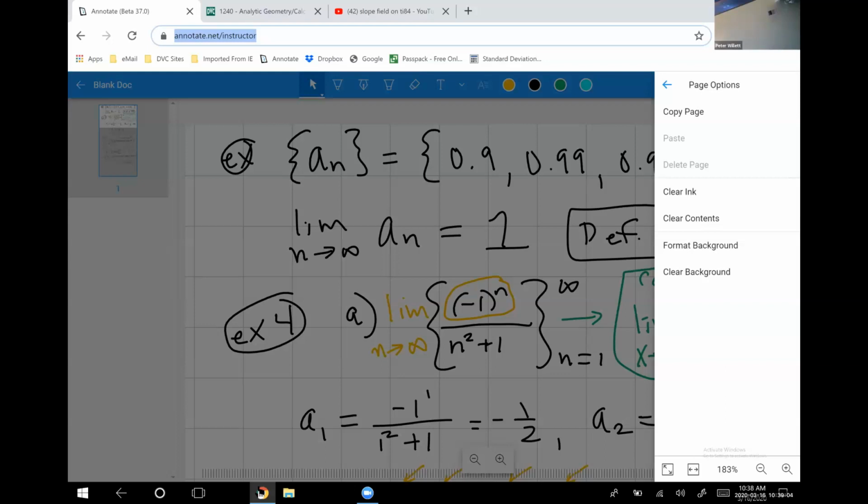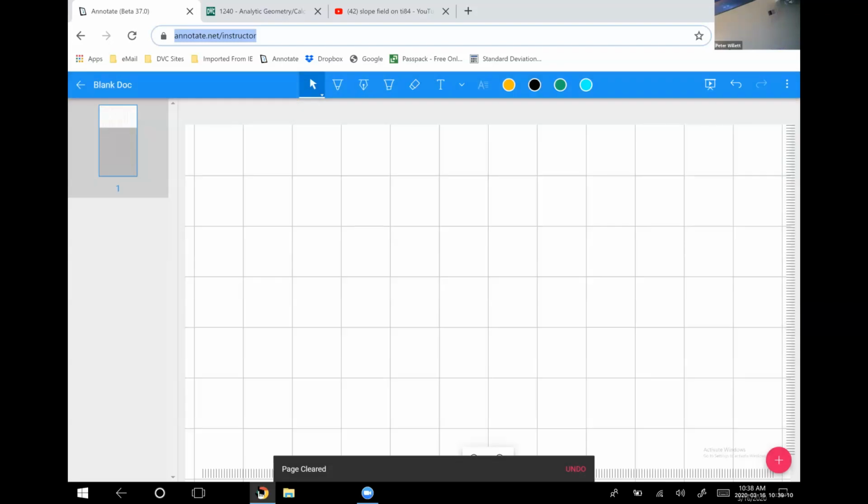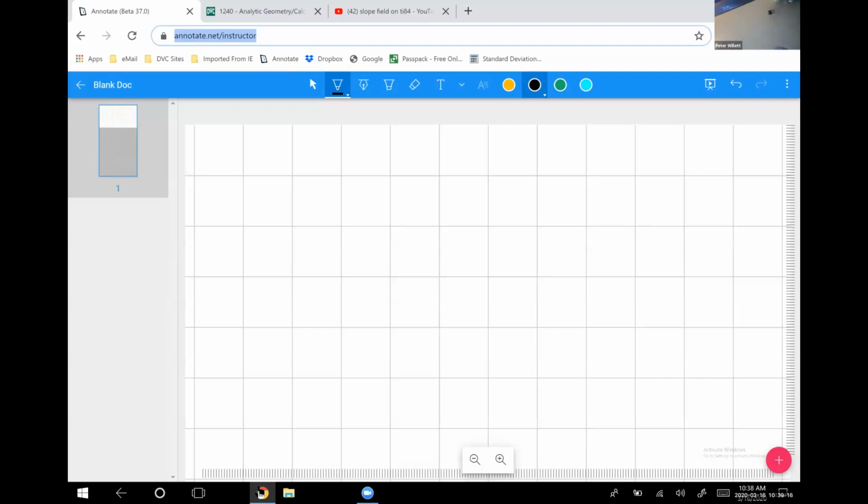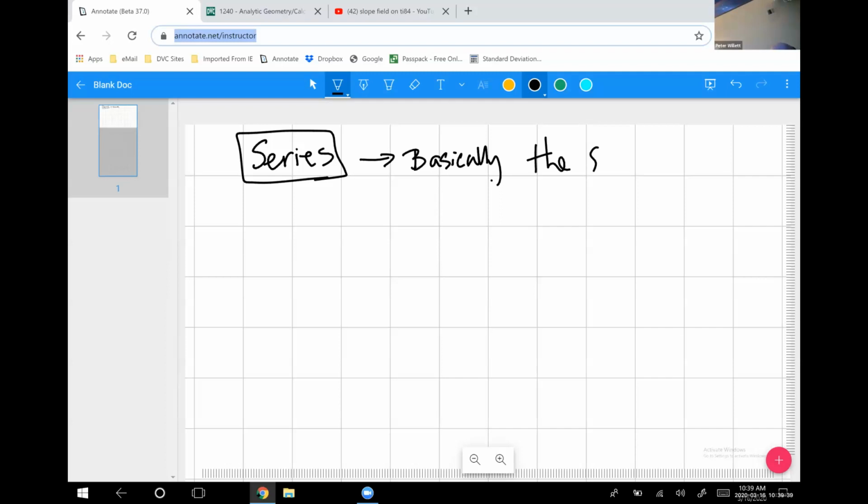And let's start to talk about our next big topic, still in 8.1. So now let's say we have the possibility of a sequence in mind. And again, a sequence might be finite or it might be infinite. So then the next thing to talk about is series. So a series is basically the sum of terms or elements of a sequence.